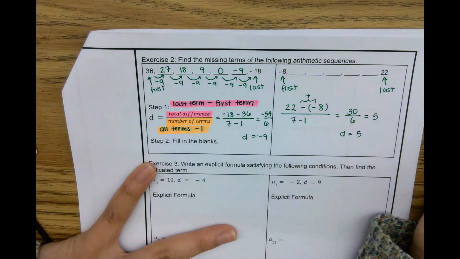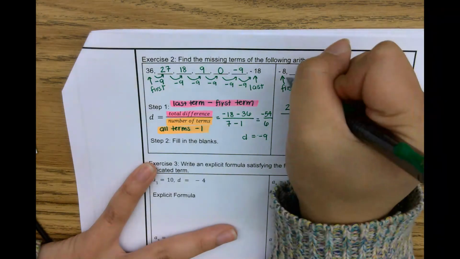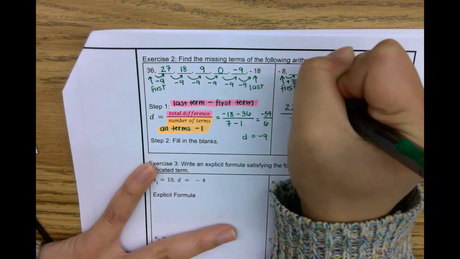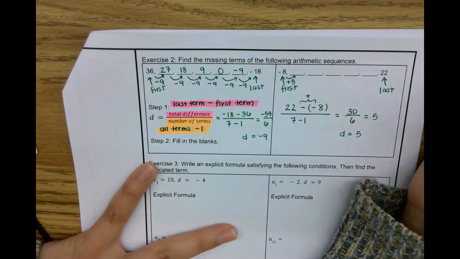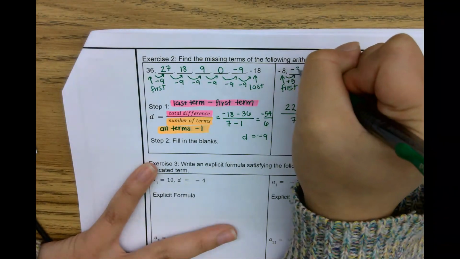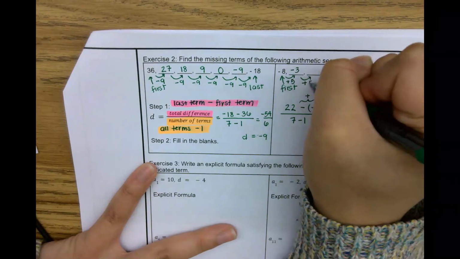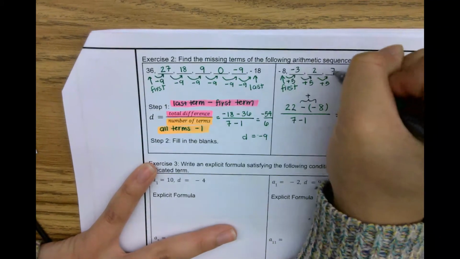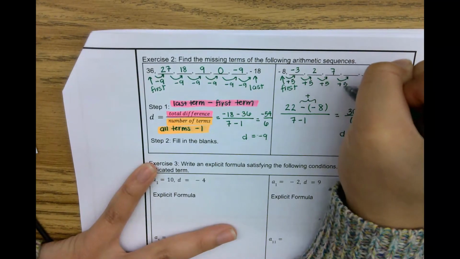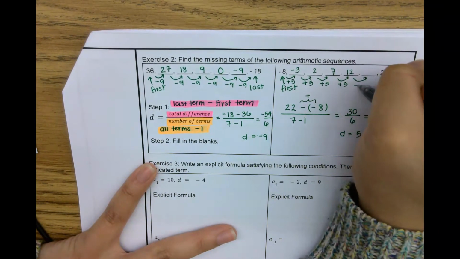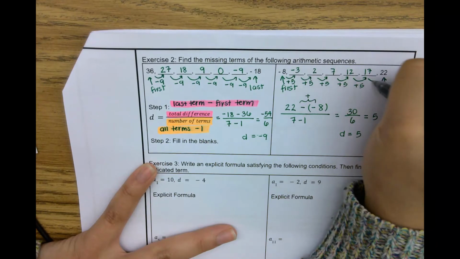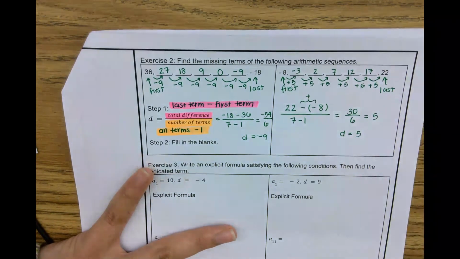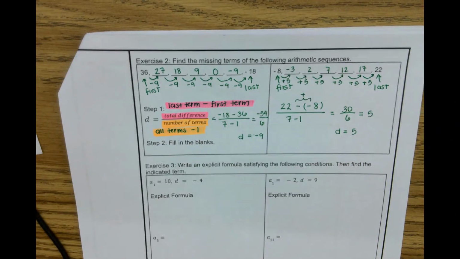Since this is positive, that means to go from the first one to the next one, I'm going to add 5. So negative 8 plus 5, negative 3. Negative 3 plus 5, 2. 2 plus 5, 7. 7 plus 5, 12. 12 plus 5, 17. 17 plus 5, oh look, that is 22. Takes me to my last term in my sequence.